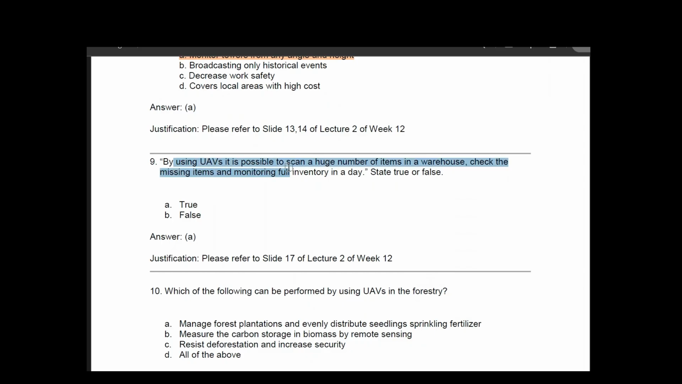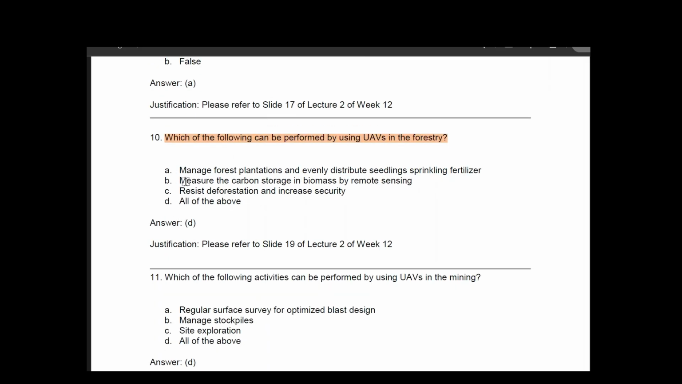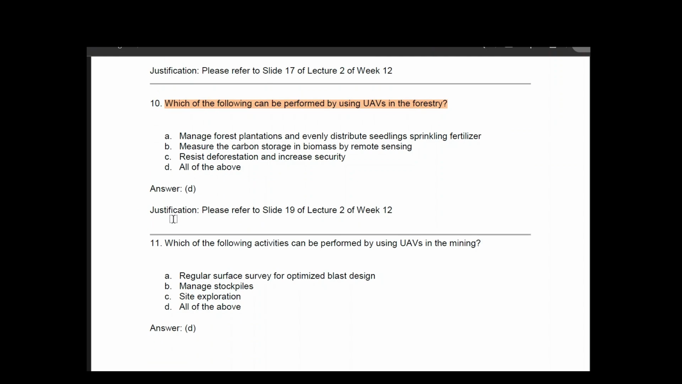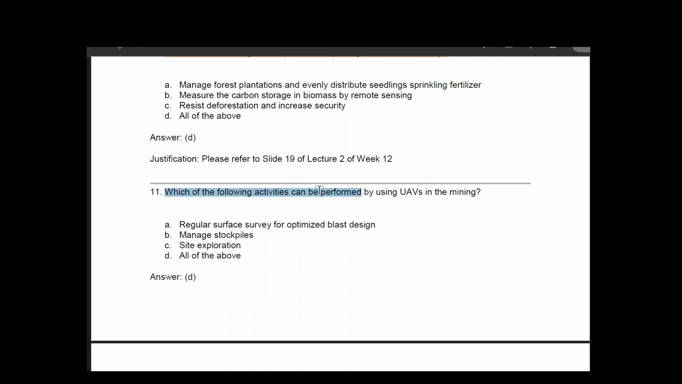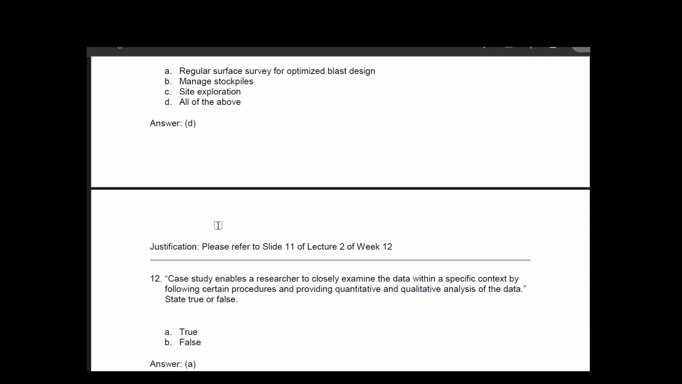By using UAV, it is possible to scan a huge number of warehouses, check the missing and monitoring. So yeah, it is true. Which of the following can be performed using UAV in forestry? So all the things, you can have a read. Which of the following activities can you perform using UAV in the mining? So all the above can be done. You can have a check.